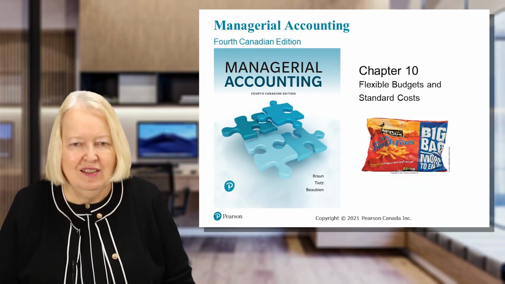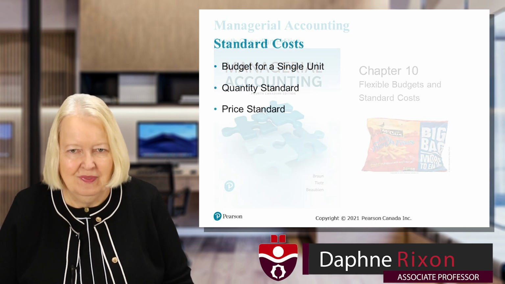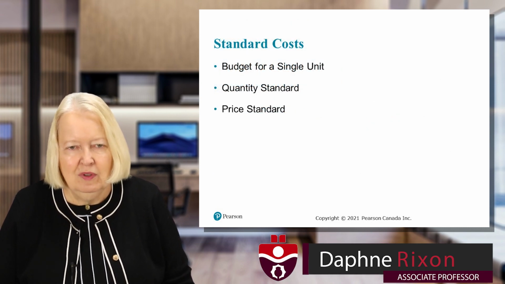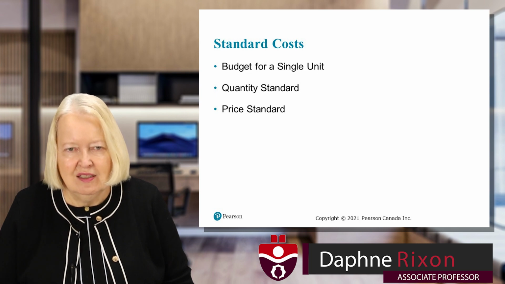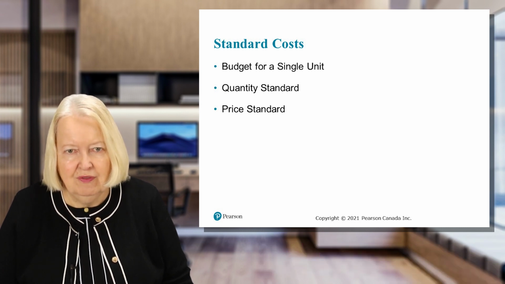Okay, this is Chapter 10, Flexible Budgets and Standard Cost. What we're going to focus on here is the budget for a single unit and the quantity and the price. So we want to try to figure out how much it should cost to make something. In terms of your inputs, what is the quantity you would need and what is the price you expect to pay? So those are your standard costs.